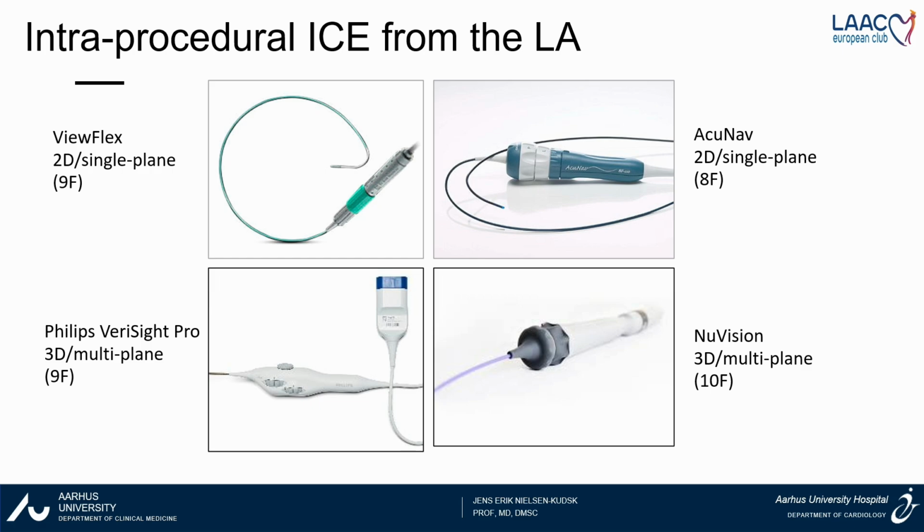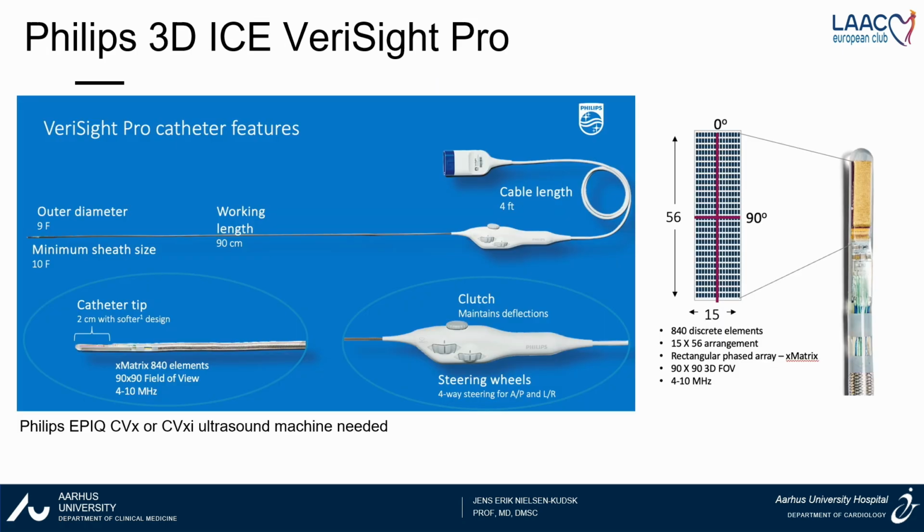So with this technology of the Philips, we are really down now to 9 French, which I think is important if you still want to go into the left atrium, because we have to cross with both an ICE probe and also a delivery sheath. So I like that it's at least down to, it's bigger than the 2D devices, at least the AccuNav, it's the same dimension as the ViewFlex, which is our current use.